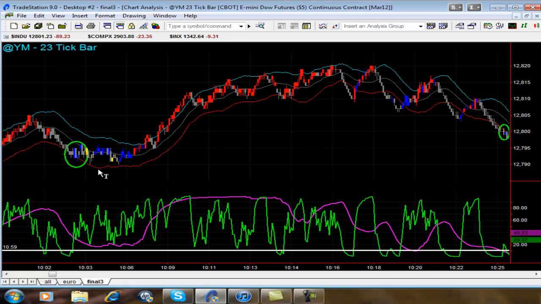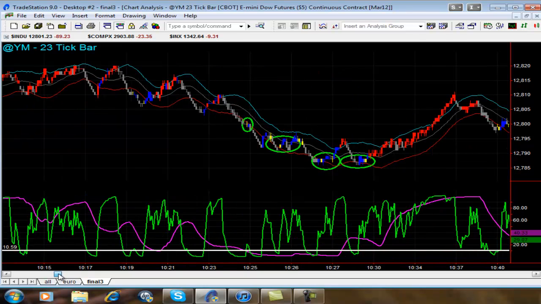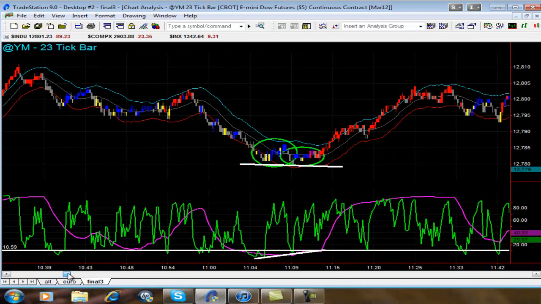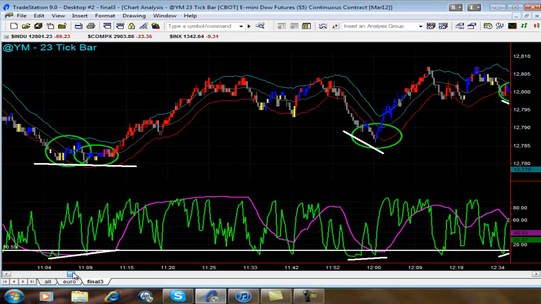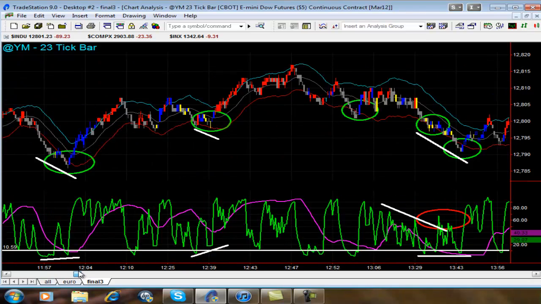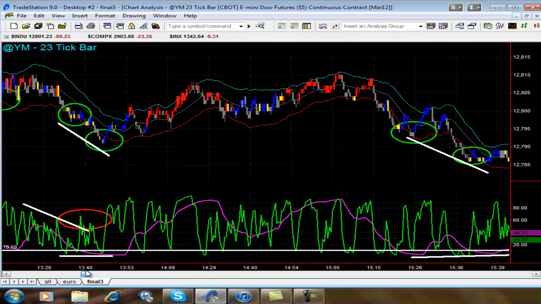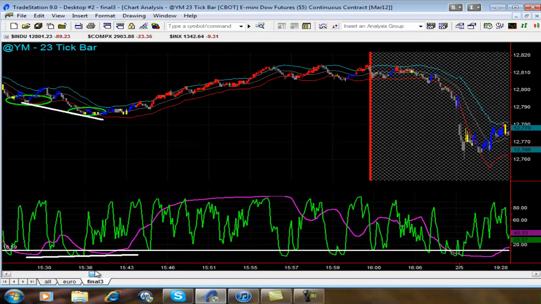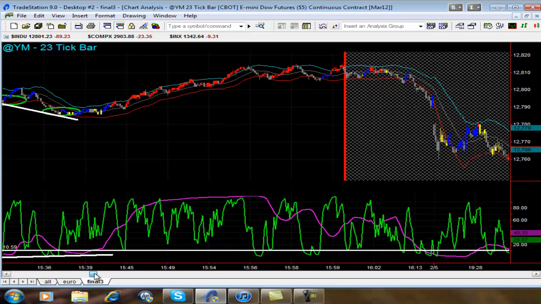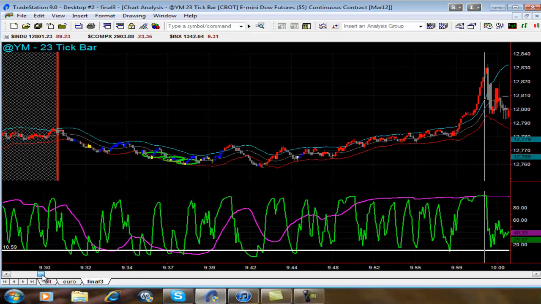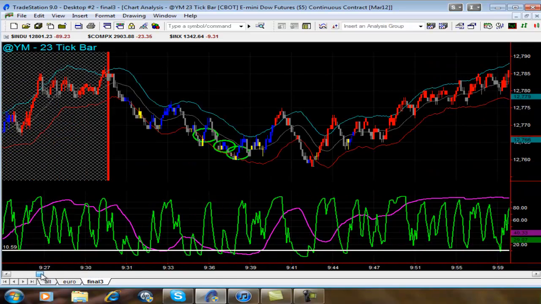Okay, so here's another trade here, and a few in here. So we're going to talk about this one right there. And there's a couple there. One there, one there. And the end of the day. So let's go through here. I'm going to try to keep this fairly short.